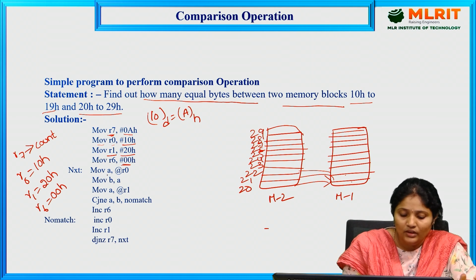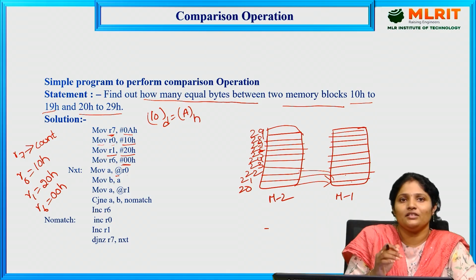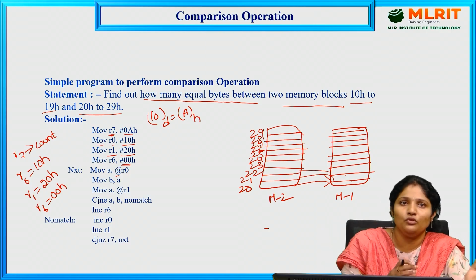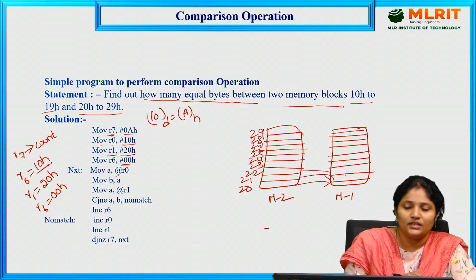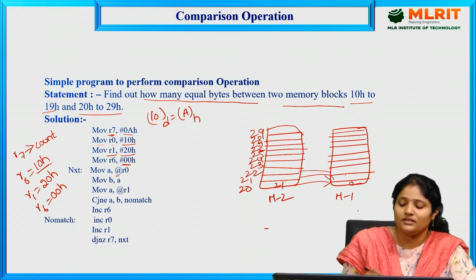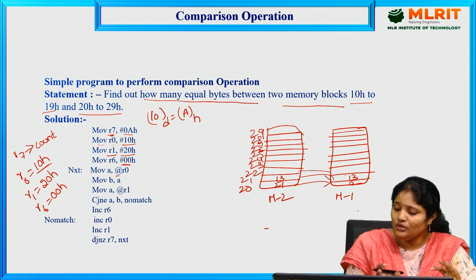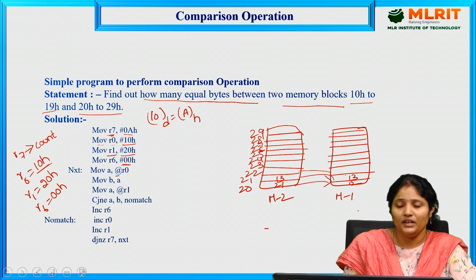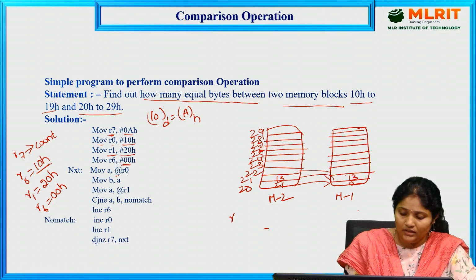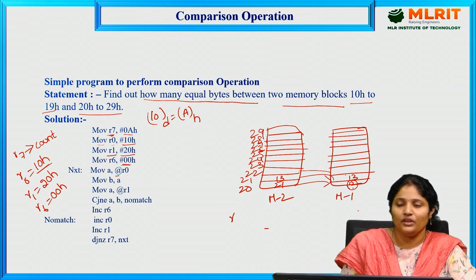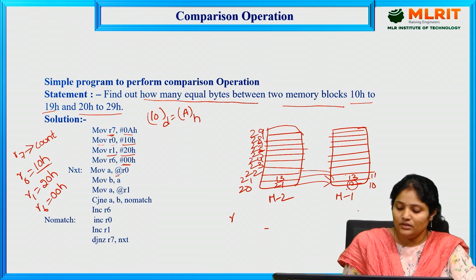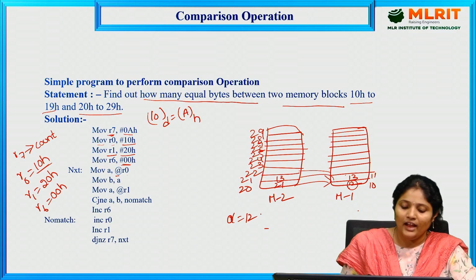Here MOV A, @R0 indirectly means that the content of the address location present in R0 needs to be moved to the A register. The address present in R0 is 10H. Suppose here it is 12 and here 21, and like here 13 and here 13. So R0 has the 10H address location, and the data present at the 10H address location is 12, so the A register has the value 12.